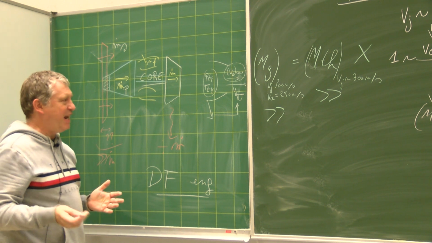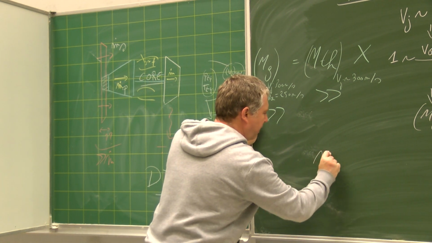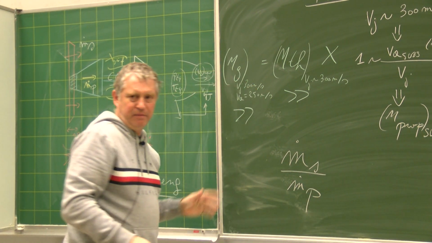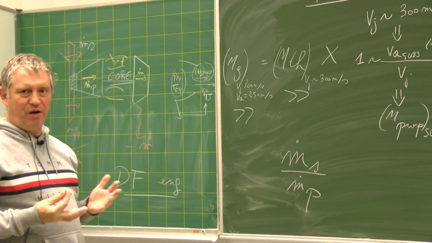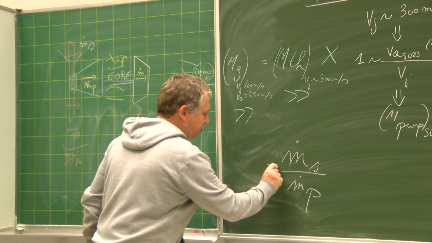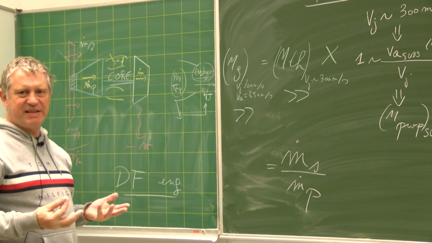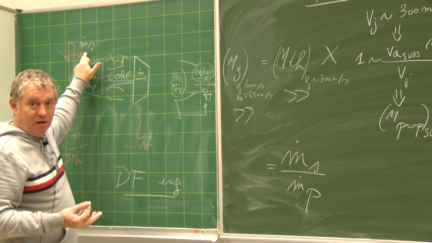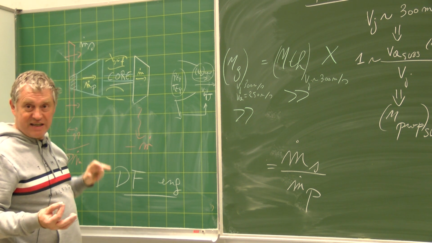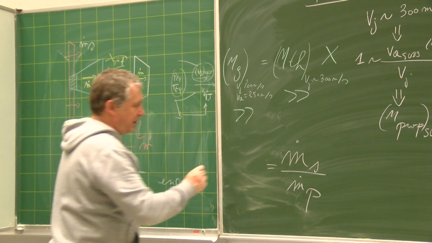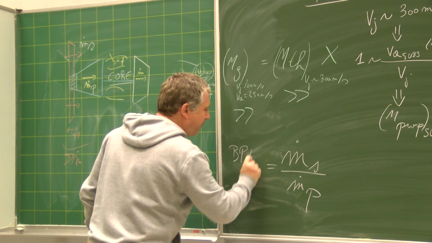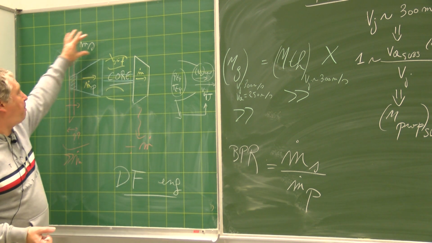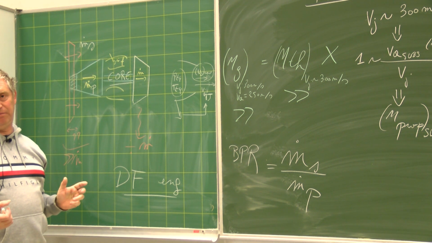Okay? And we will introduce a parameter that is looking like essential in the objective we have. This is the ratio of m dot secondary divided by m dot primary. This is 0 for a turbojet, not 0 for the double flow engine. This is what I will call the bypass ratio. It's a ratio, and it's bypassing the core of the engine.